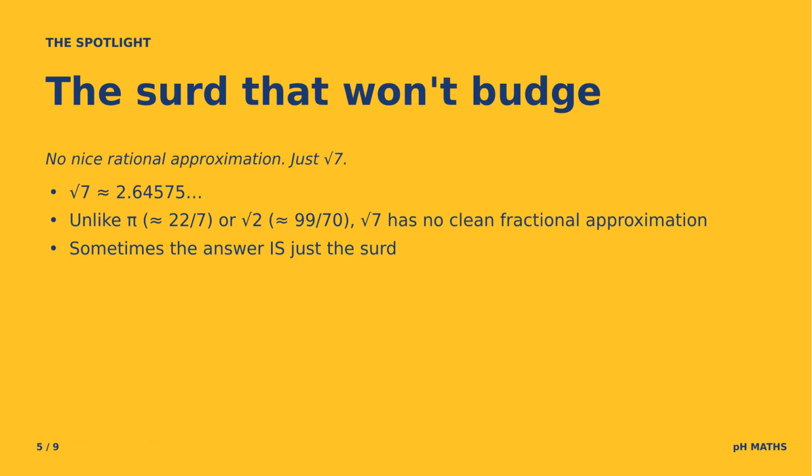The surd that won't budge, pi, has a famous rough approximation, 22 over 7. Root 2 has a neat geometric interpretation, the diagonal of a unit square. Root 5 lives inside phi. But root 7 has no clean fractional approximation, no famous angle, and no friendly geometric setup. Sometimes the answer to a Pythagoras or a surd question really is just root 7. Knowing when to stop simplifying is half the skill.